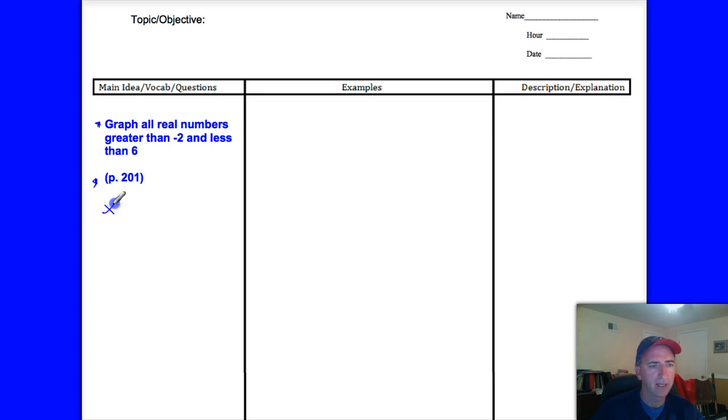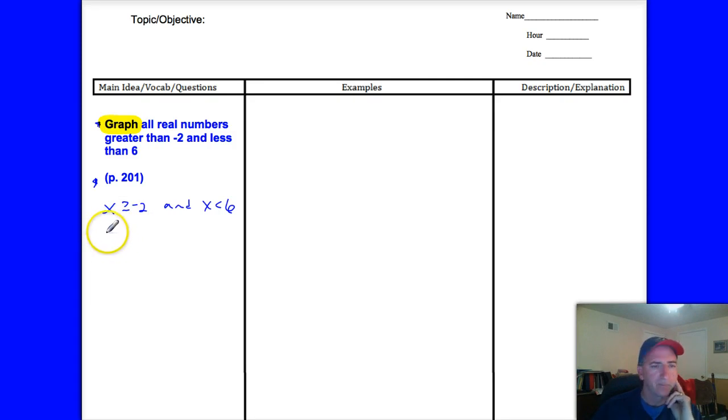You basically have x is greater than or equal to -2 and x is less than 6. Now the purpose of this is to make sure you understand how to graph it, because it's a little trickier. At least it looks weirder at the end here after you've graphed it.